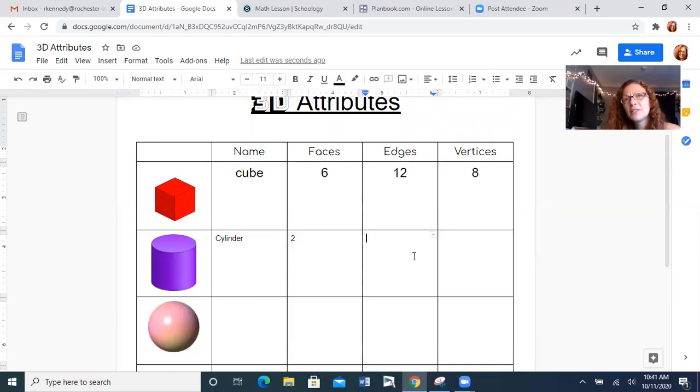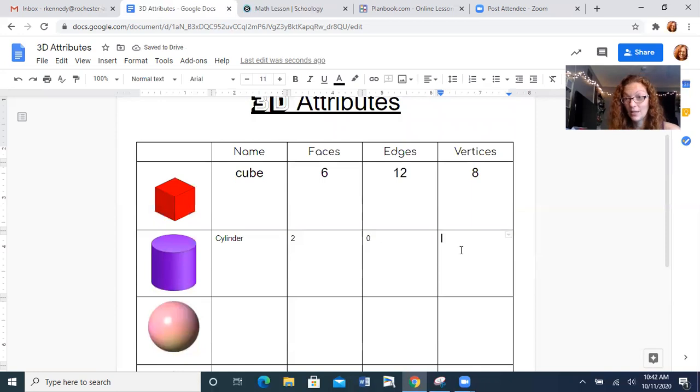All right. Edges. Now, if I remember the definition of an edge, it's where 2 faces meet. So we have a face here and a face here. Do they meet and touch together anywhere? No, because there's this curvy part in the middle. Oh, wait, are there any edges then in a cylinder? No, there are 0 edges.